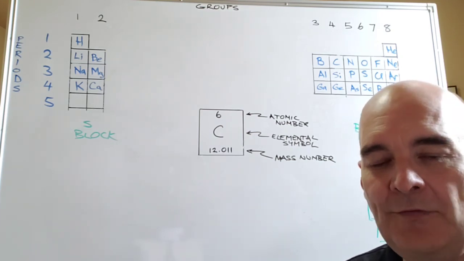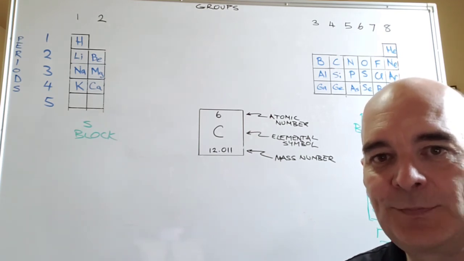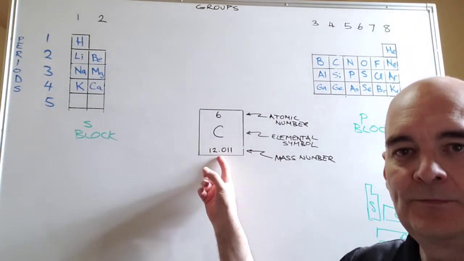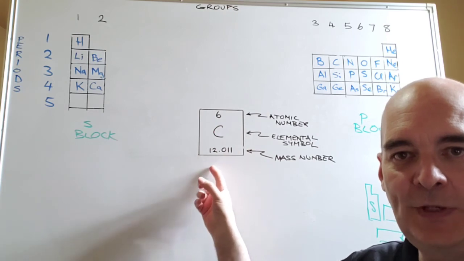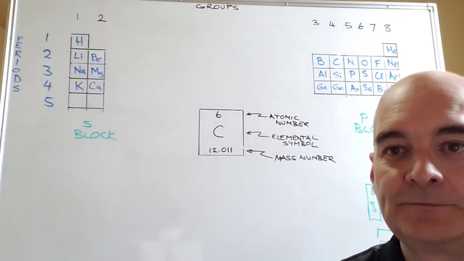So if anybody ever were to ask you how many neutrons are in this particular atom, you take the mass number and you subtract the atomic number from it. The difference between the mass number and the atomic number reveals the number of neutrons.